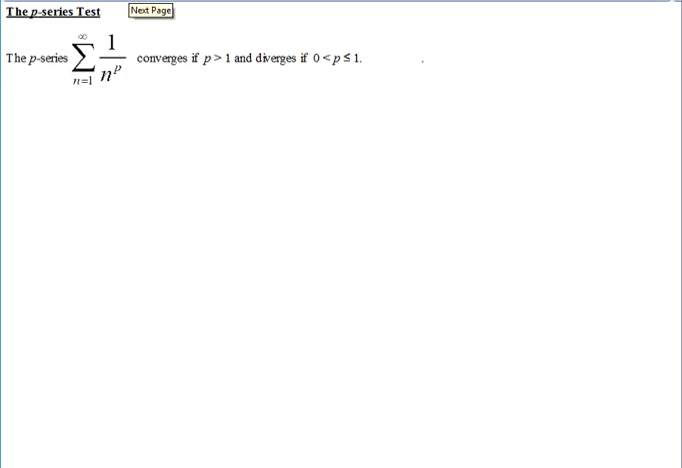Next is the p-series test, one of the simpler ones. If you have a series in the form 1 over n to the p, where p is the power there. If that power on the denominator of n is greater than 1, the series will converge. However, if it's less than or equal to 1, the series will diverge.